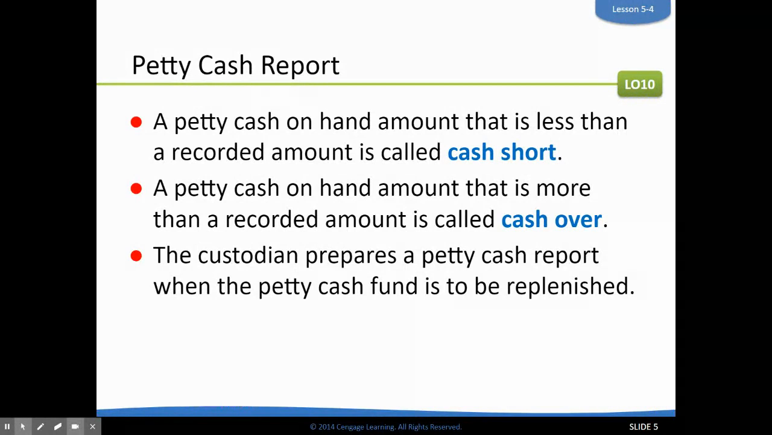And the custodian of the petty cash fund prepares the petty cash report when the petty cash fund is to be replenished. Now, the custodian is not the person that's sweeping up like here at school. The custodian is the person that is in charge of the petty cash fund. So that would be your receptionist, or that would be the owner, whoever it is that's in charge.